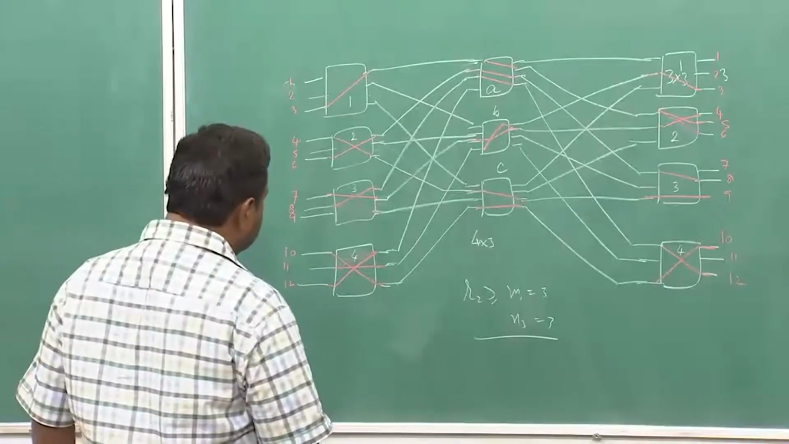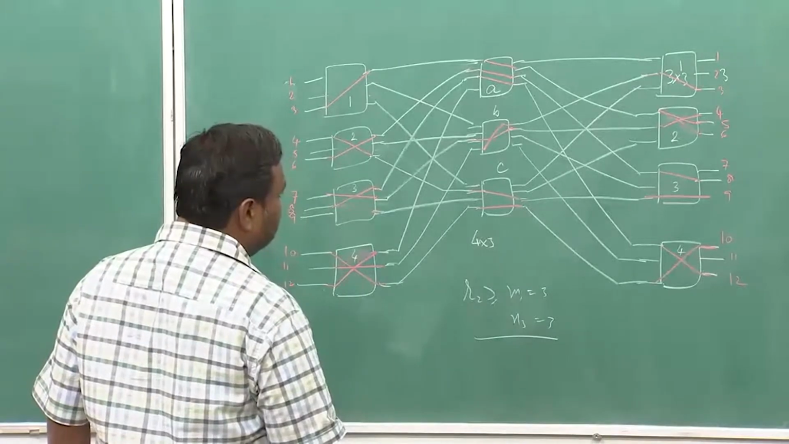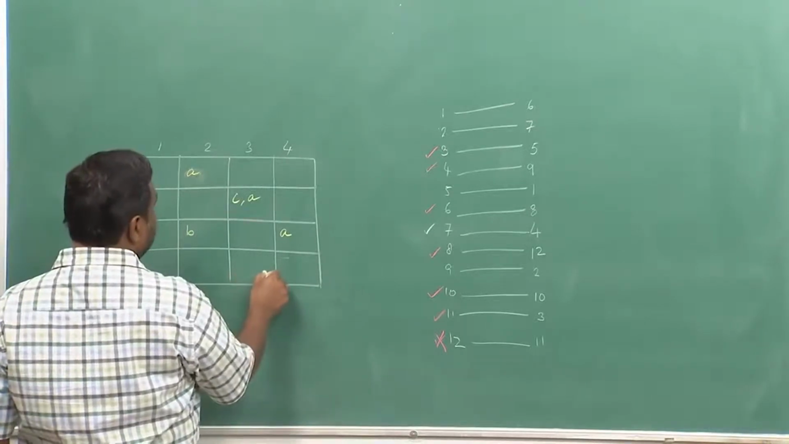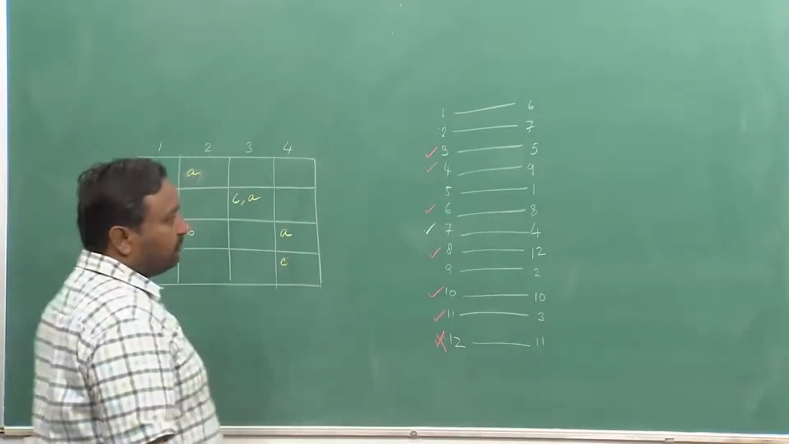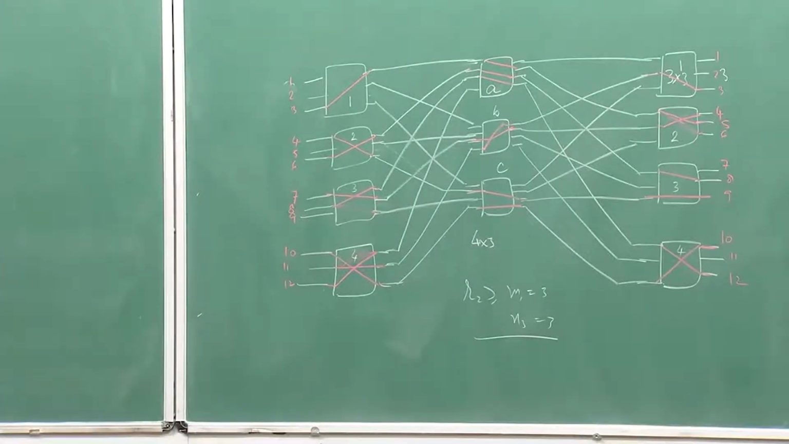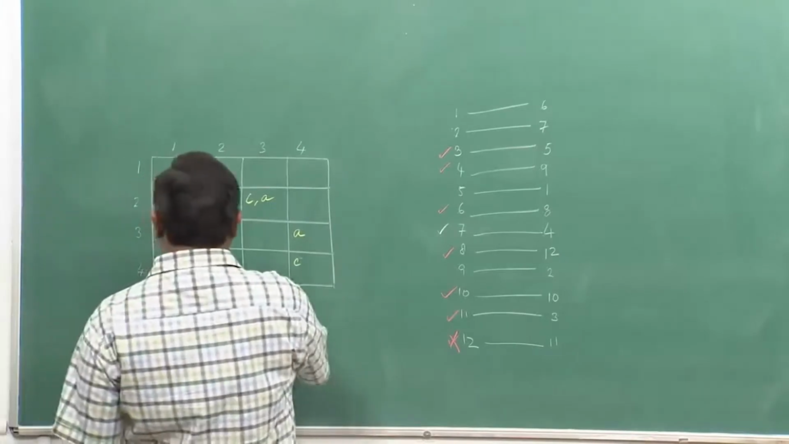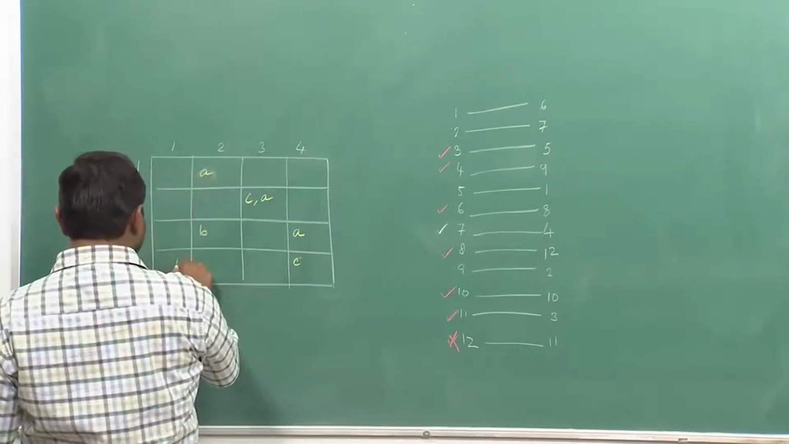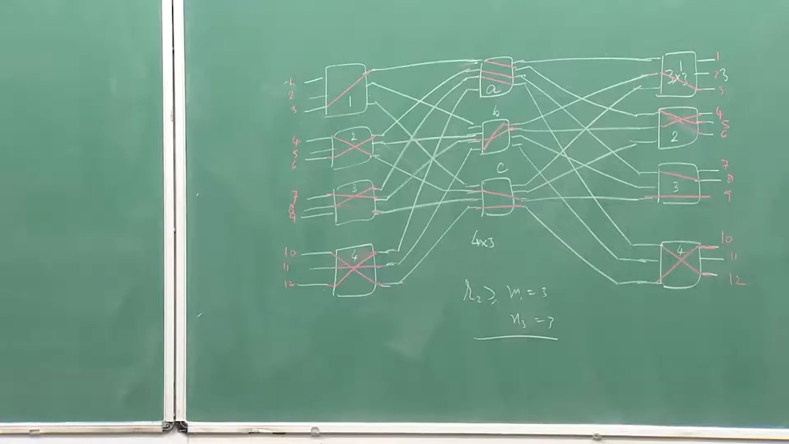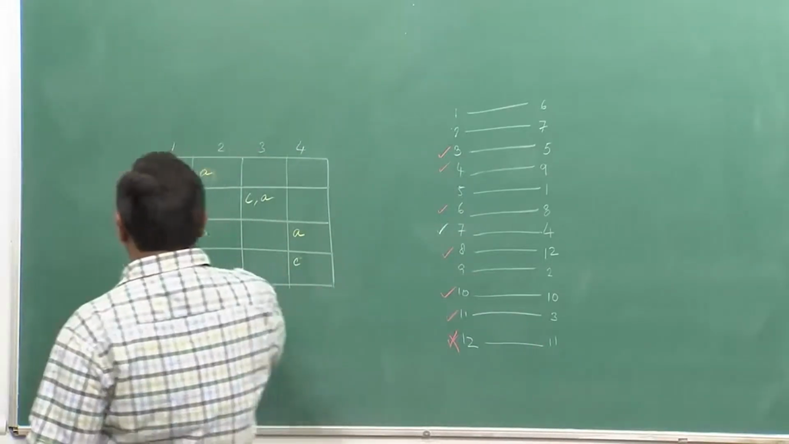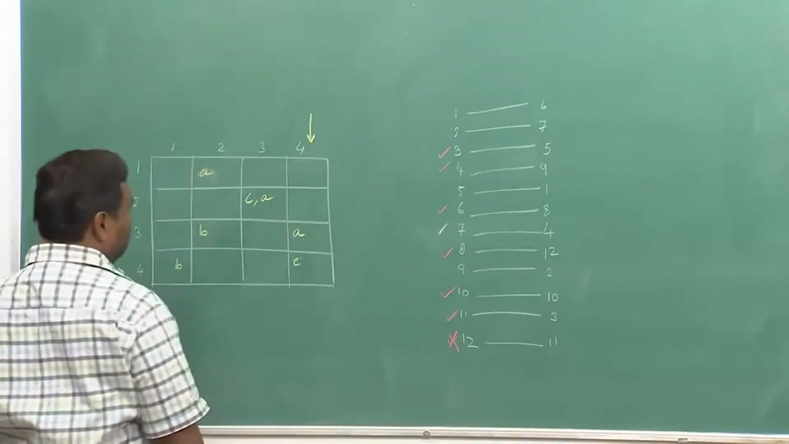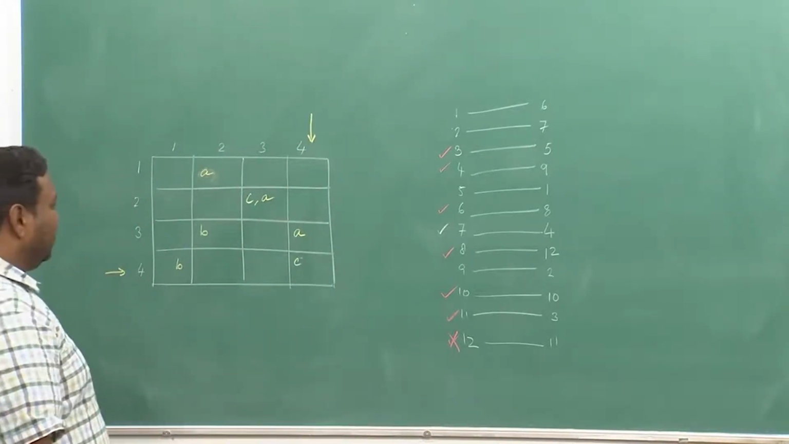Then we have 10 is connected to 10 via C, 11 is connected to 3 via B, and then I was trying to connect 12 to 11. So, 12 actually comes in this and I am trying to connect here. Okay. So, which actually means I have to make some entry here.